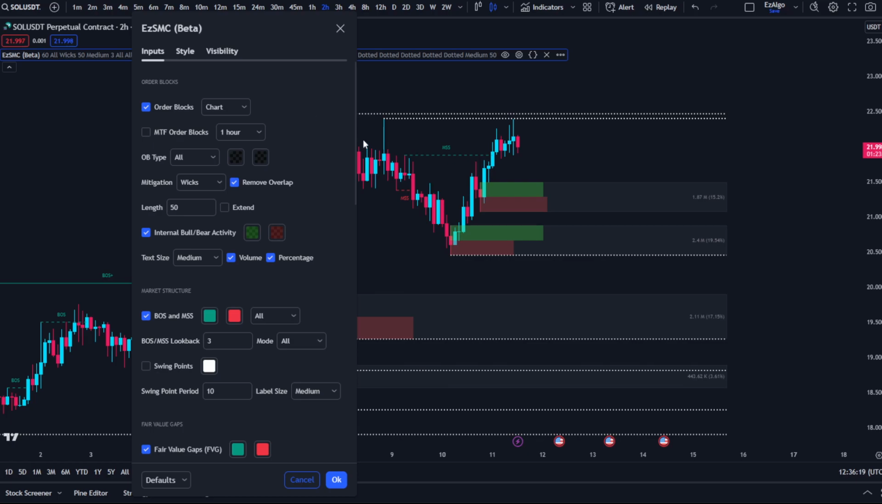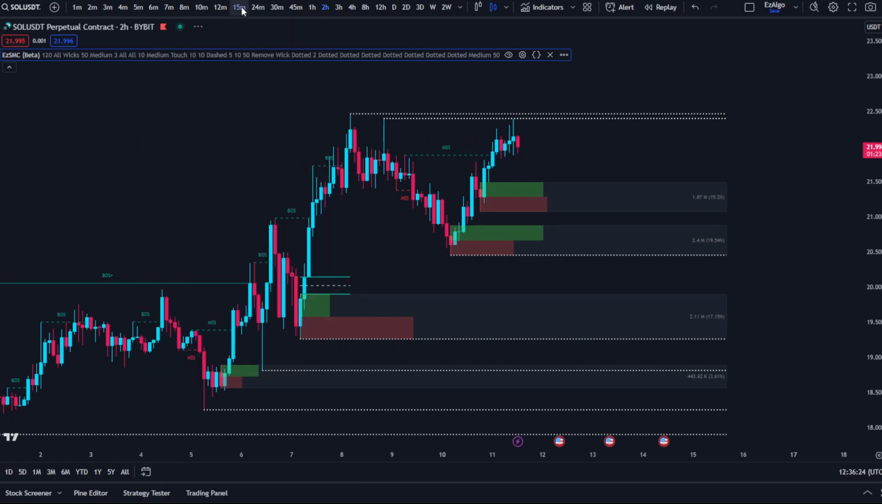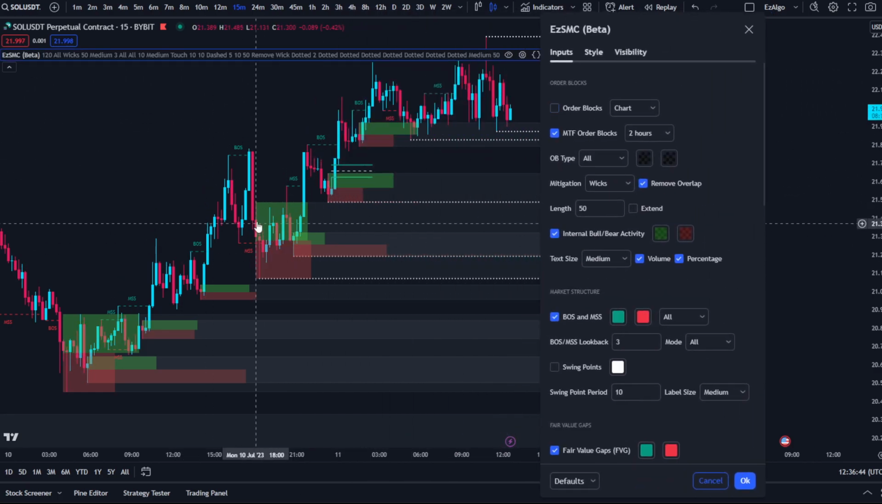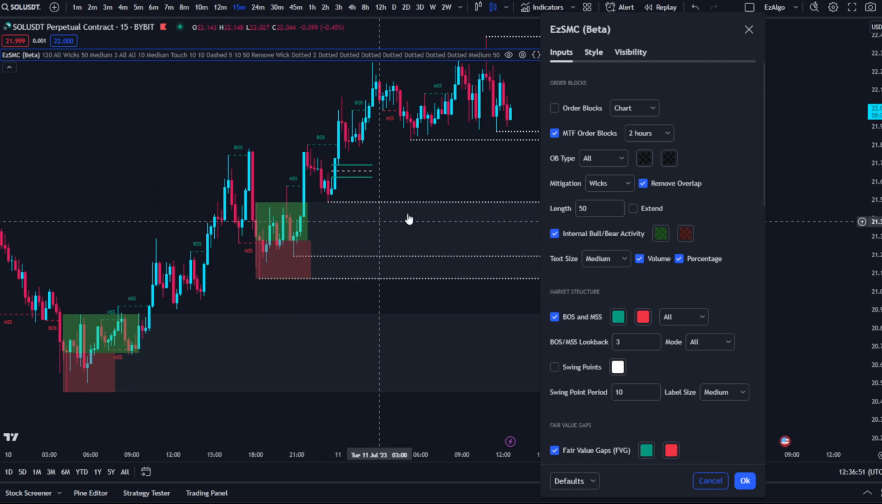If you're using a 2-hour order block per se, let me show you guys for example, you can see right here we have the 15-minute order blocks, and then you see we have these higher time frame order blocks, right? These larger order blocks, these are from the 2-hour time frame. So this is where you're going to be looking for your entries, right?